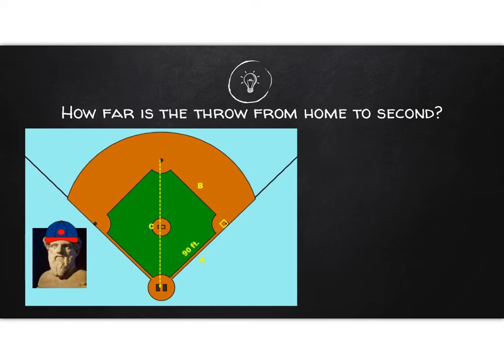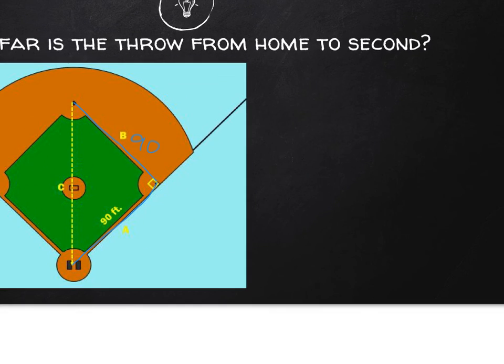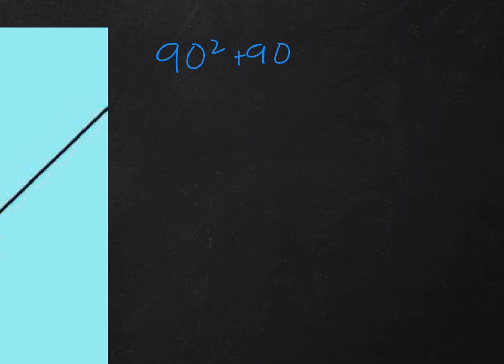Alright, now we're playing baseball with Pythagoras, which is totally normal, not at all weird. We have a baseball diamond, which is really a square. Each side is 90. So we're going to do some math. So we know 90 squared plus 90 squared has to equal the distance squared.